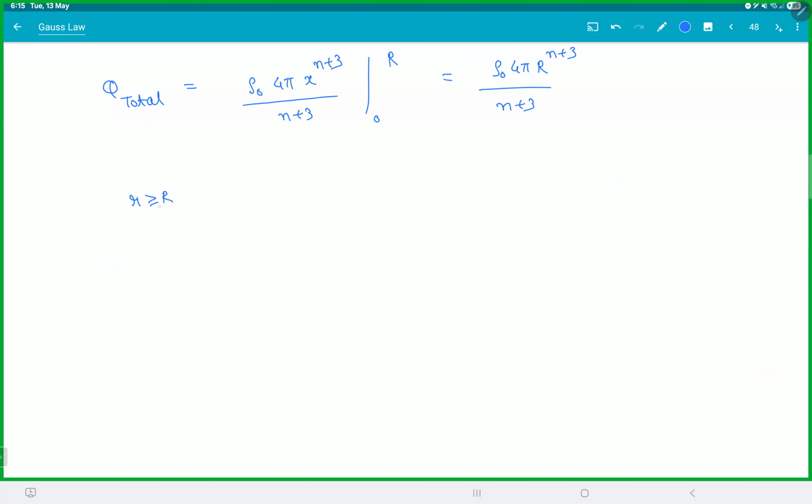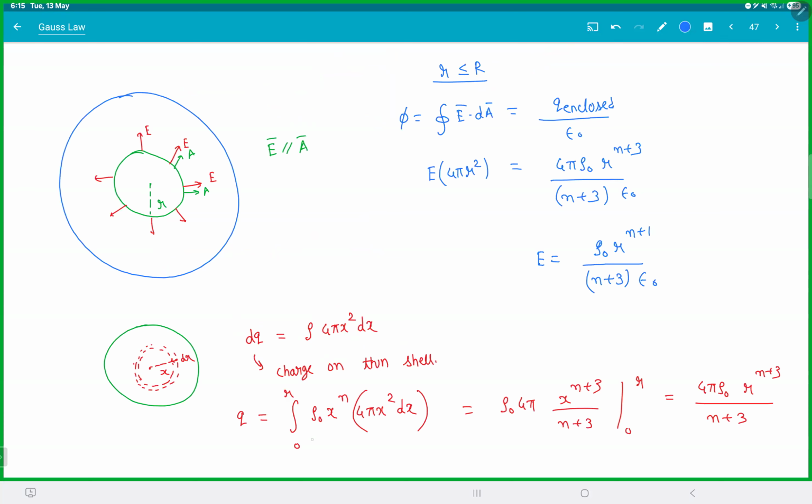So for r greater than R, that is for the points outside, the flux will be E into 4 pi r square. It actually behaves like a point charge at the center. The total charge enclosed by epsilon. This will be rho naught R power n plus 3, which is a constant, by epsilon into r square. There. Outside is easy. You can just find the total charge on the sphere and treat it as a point charge. So here the limits will change from 0 to capital R. Clear with this, everyone?